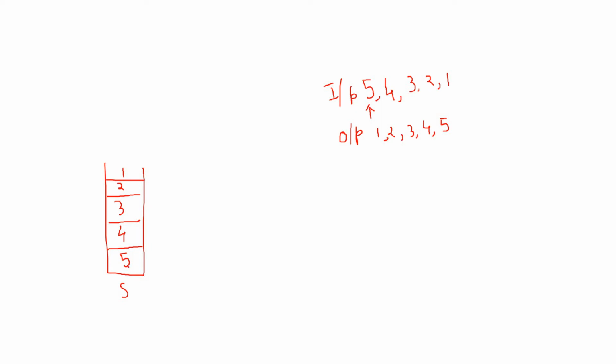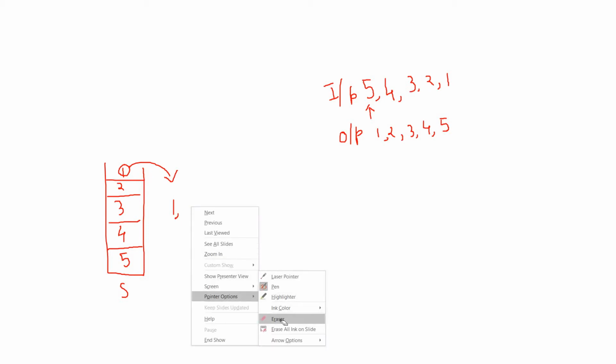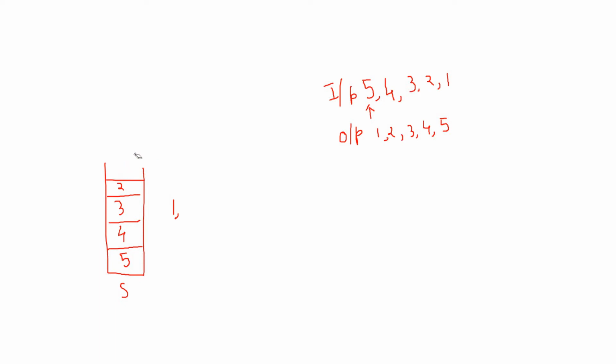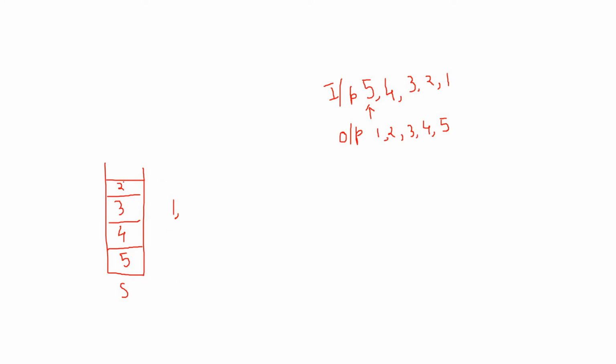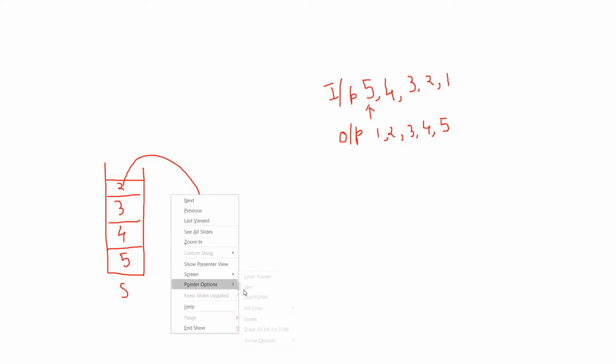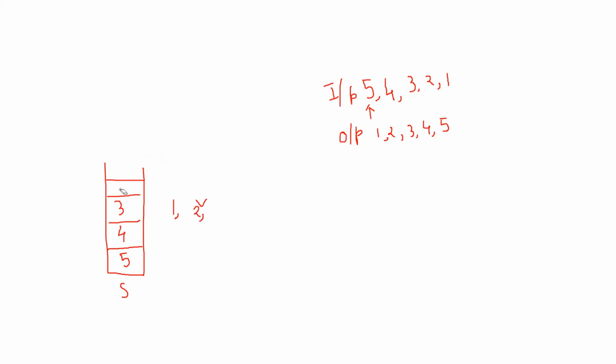Now what will happen? Stack follows the LIFO principle, so the last inserted element will be popped or removed first. If you apply the pop operation, the first element that will come out is 1. So first 1 will come out of this stack, so let me remove 1 from this stack. If you apply the pop operation again, 2 will come out, so we can erase 2 from our stack.